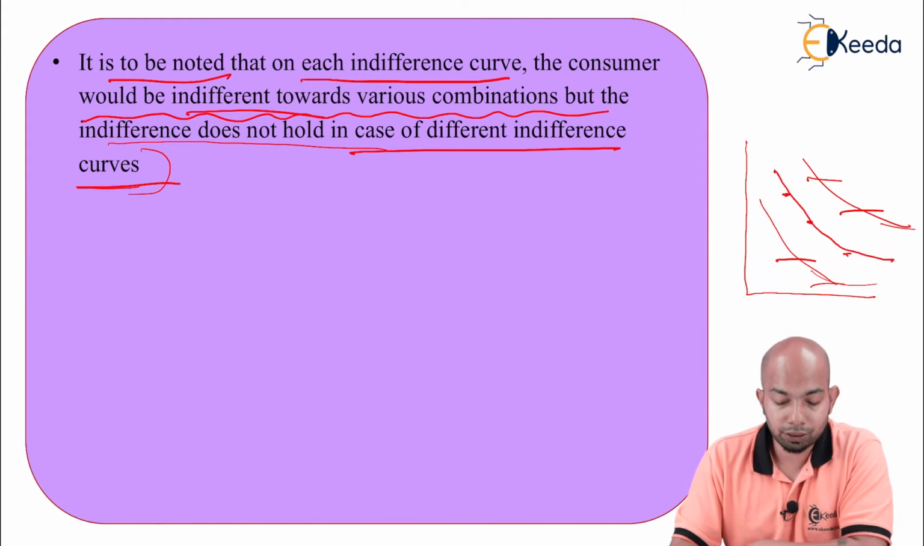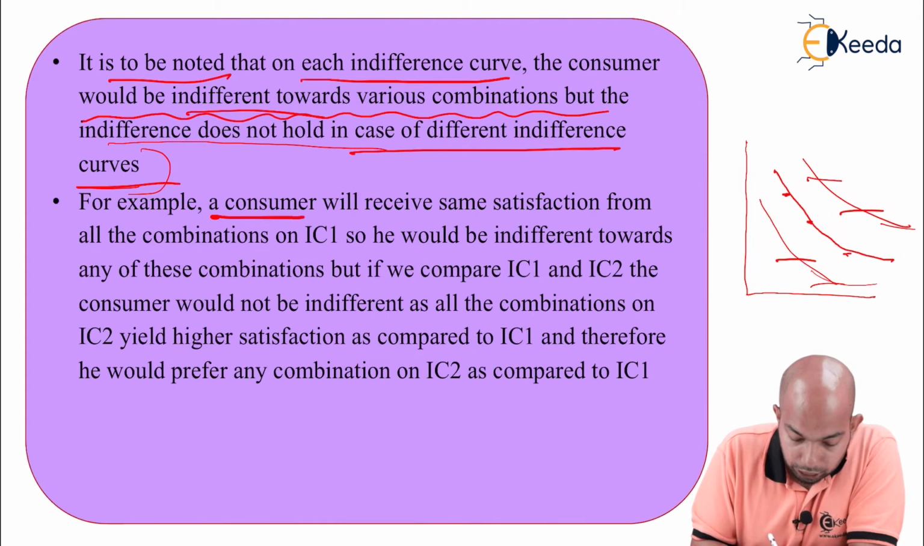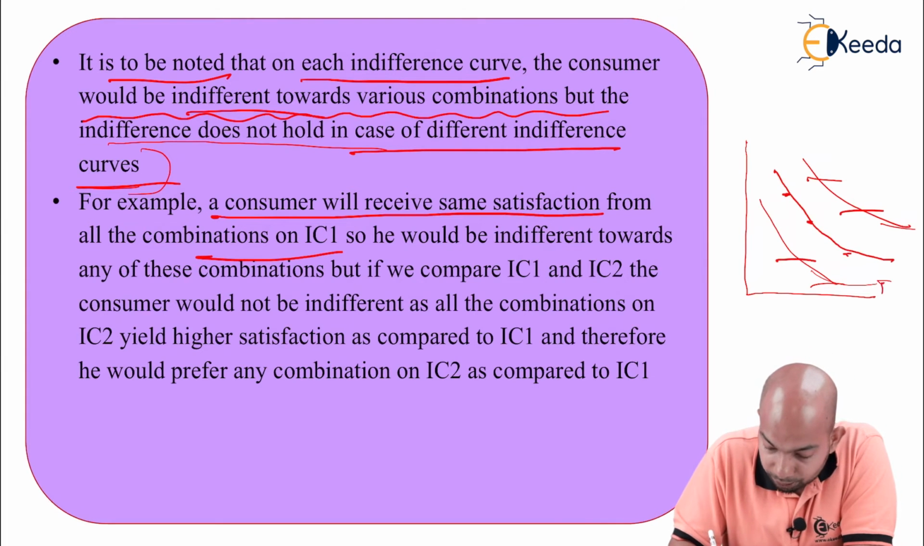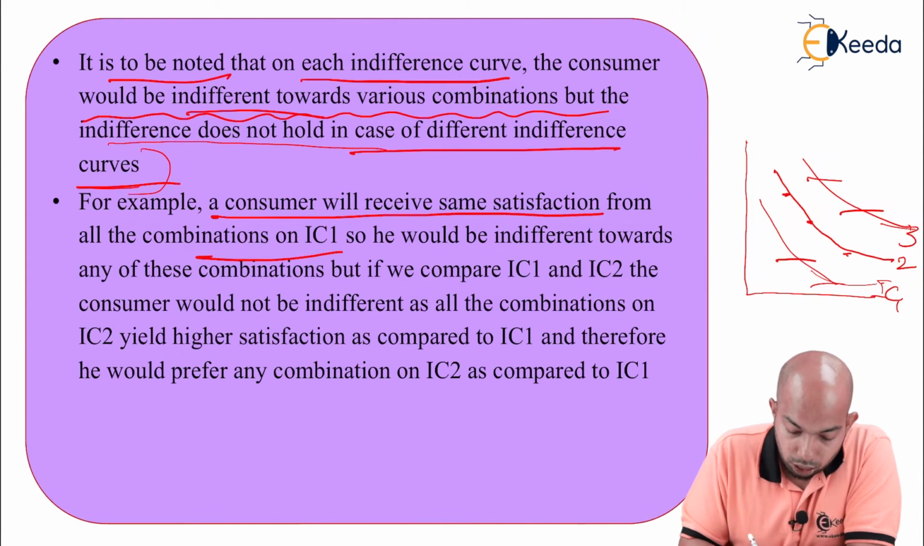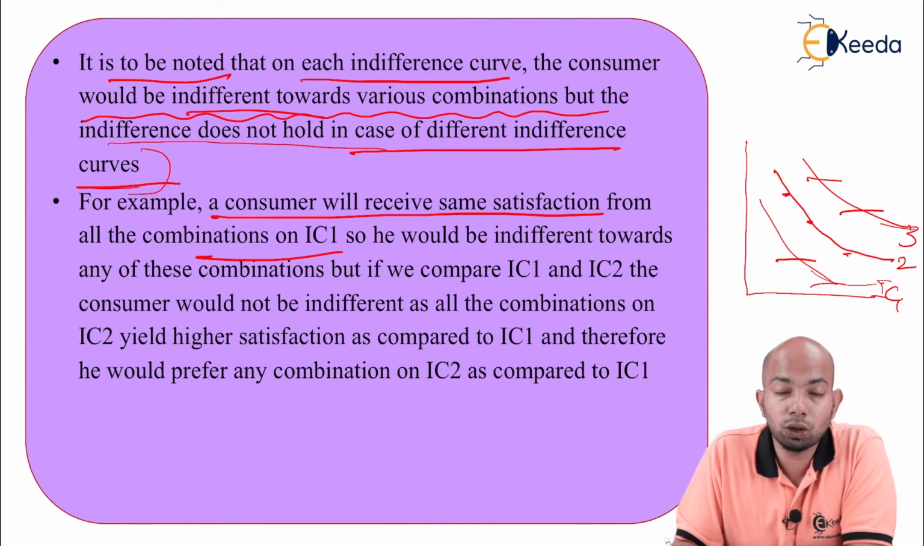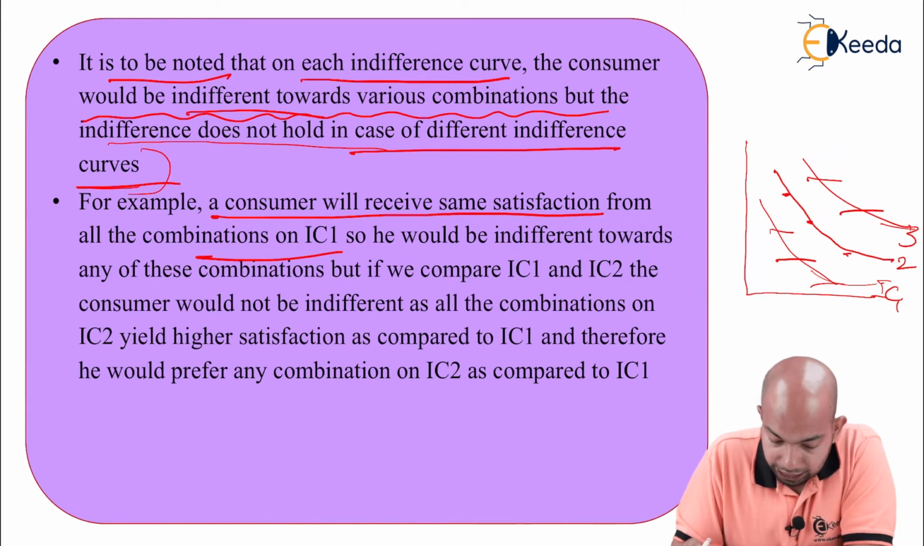Why is that? We'll explain it right now. For example, a consumer will receive the same satisfaction from the combinations on IC1. So if this is IC1, this is IC2 and this is IC3, a specific consumer will receive a similar kind of satisfaction at any point on IC1.